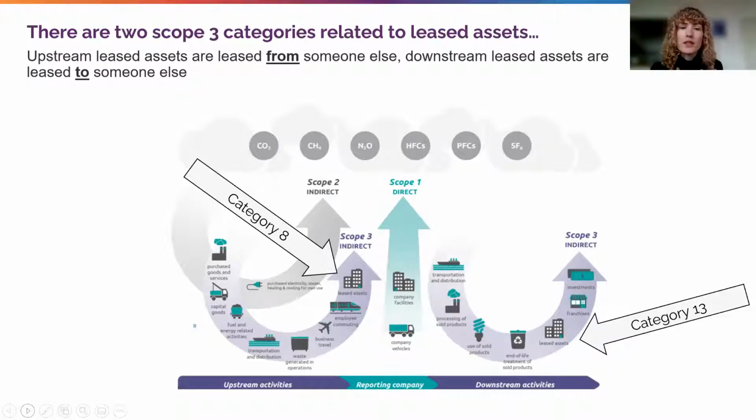However, I do also want to point out that how a company accounts for emissions from leased assets does depend on 2 key things. The first is the type of lease, so if the lease is a finance lease or an operational lease. And the second is the organizational boundary approach that the company is taking in doing their GHG accounting, so whether they're using a financial control or an operational control approach.